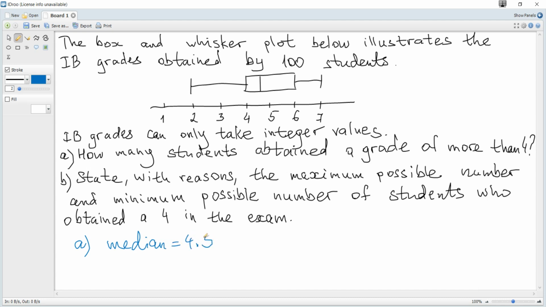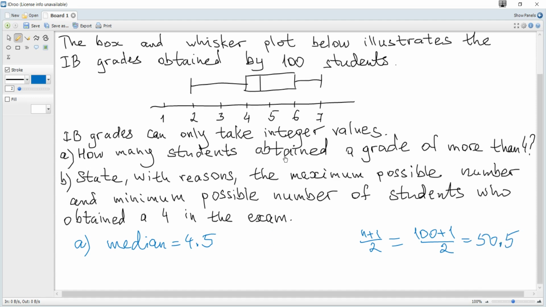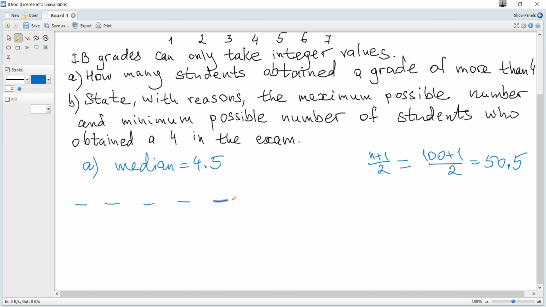How to find the median? All data must be in increasing order, and the position of the median can be found using the formula n plus 1 over 2. N is the total number of items, 100 here, so it's 100 plus 1 over 2, and we get 50.5. In general we get a whole number or 0.5. If we get 50.5, it means we should consider the value at position number 50 and the value at position number 51 and take the average, or mean.